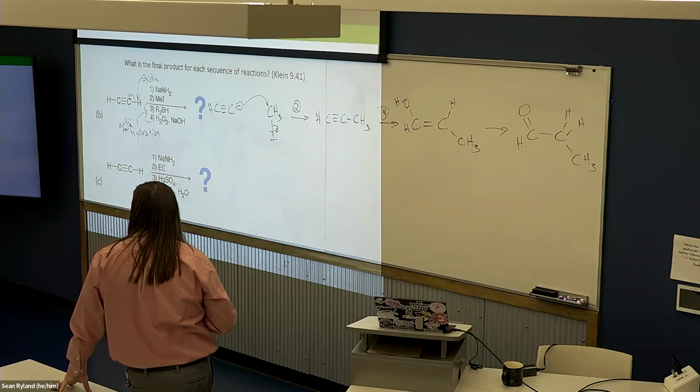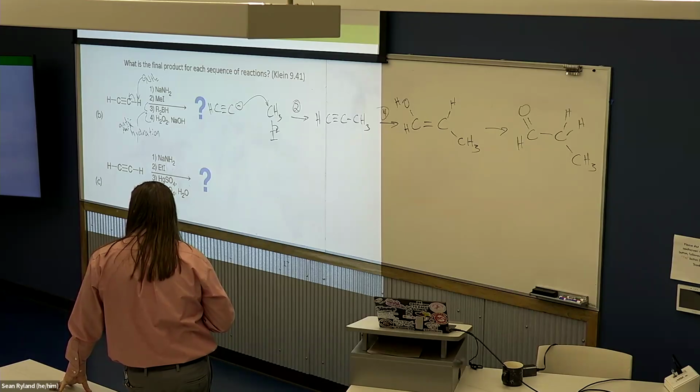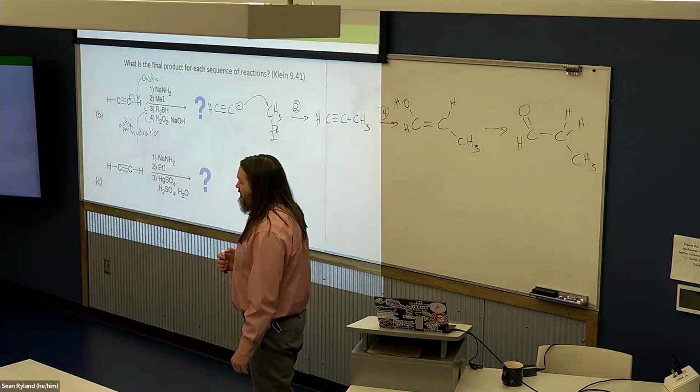Hg is mercury. The Hg is for the Latin name, hydrargyrum. Literally means liquid silver.